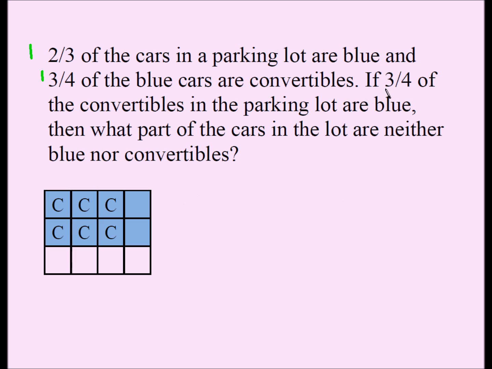Let's work on this. If 3/4 of the convertibles in the parking lot are blue, okay, now there are more convertibles. There are non-blue convertibles. They will be here. And this line, the one that I just underlined, says 3/4 of the convertibles in the parking lot are blue. Now if you try to visualize all the convertibles, the question says 3/4 of them are blue. Now this is 3/4 because these are blue convertibles.